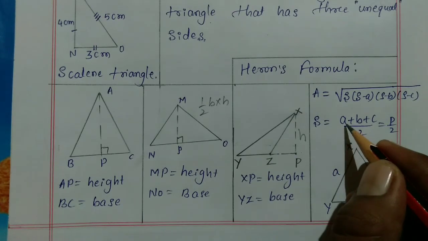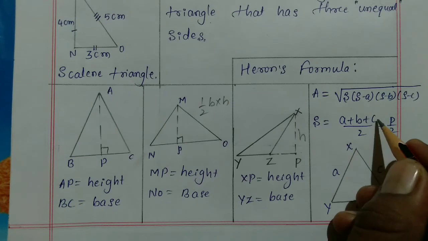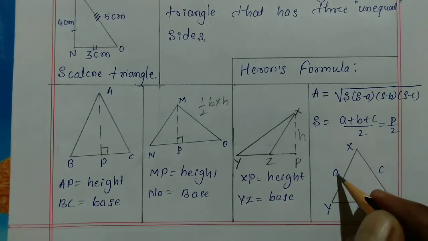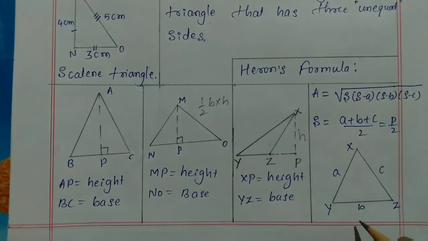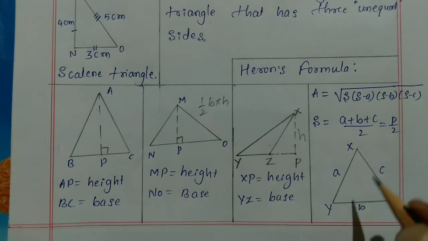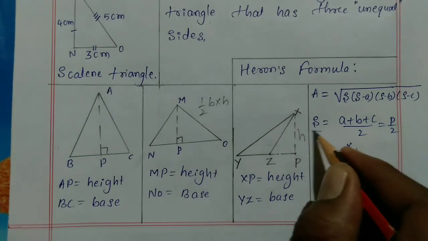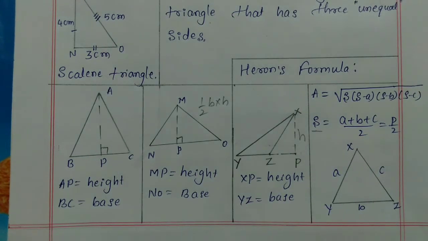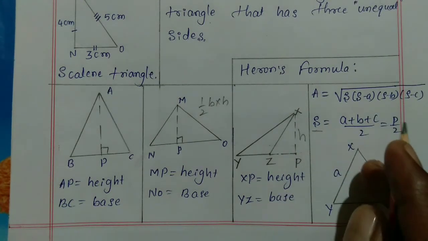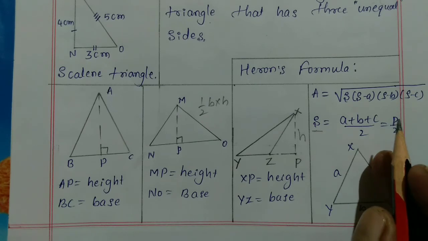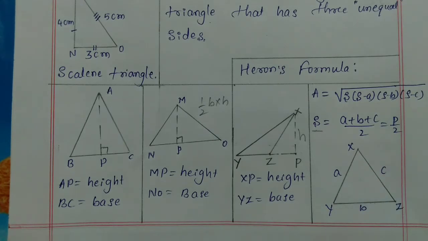Perimeter formula is A plus B plus C, means this side length plus this side length plus this side length divided by 2. Then you will get a semi perimeter, that is S. Okay. So then you can substitute S value and A value, B value and C value in this formula, then you will get the area of the triangle.